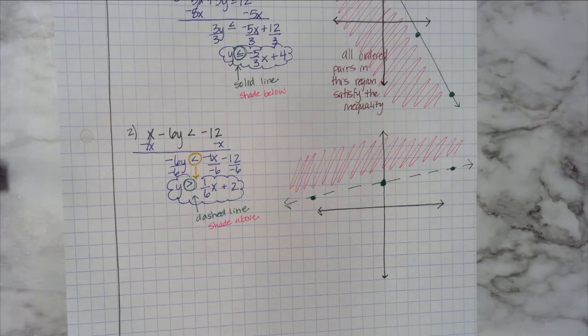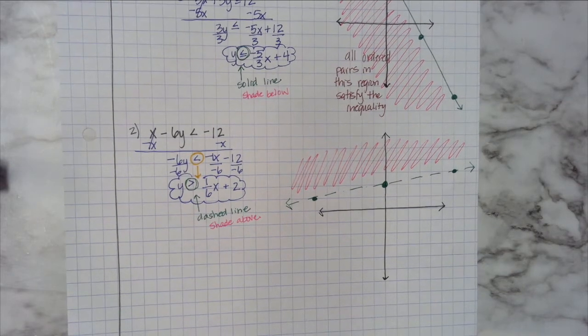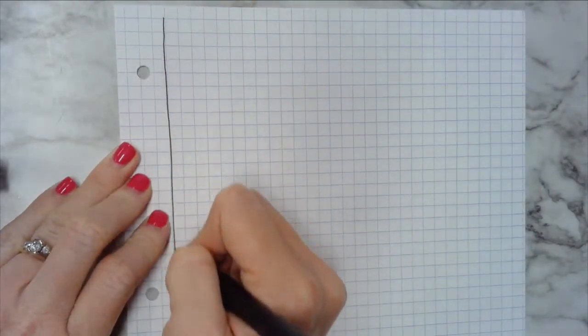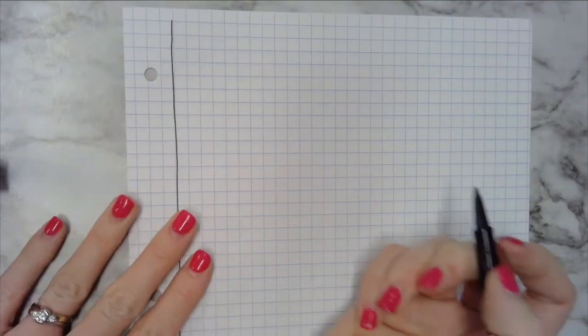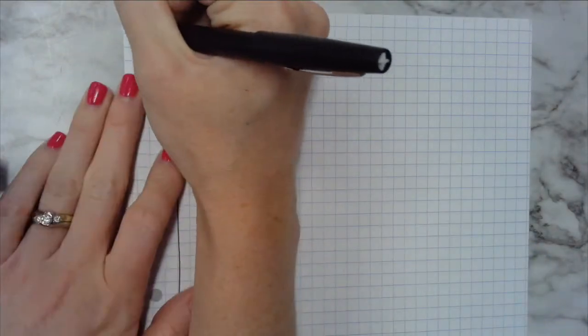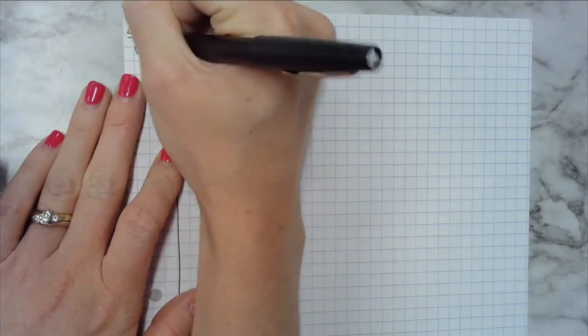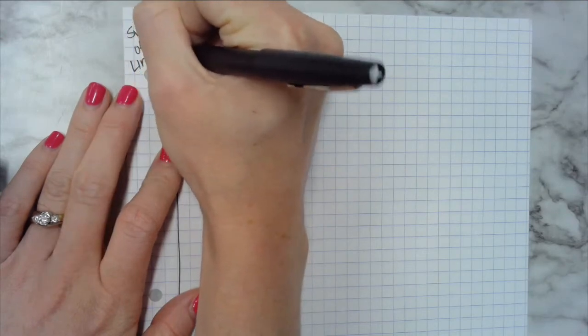Next, we're going to take a look at systems of linear inequalities. And so all that is just two inequalities graphed on the same number line. So I'm going to set up a fresh sheet of graph paper here. In our queue, we've got systems of linear inequalities.